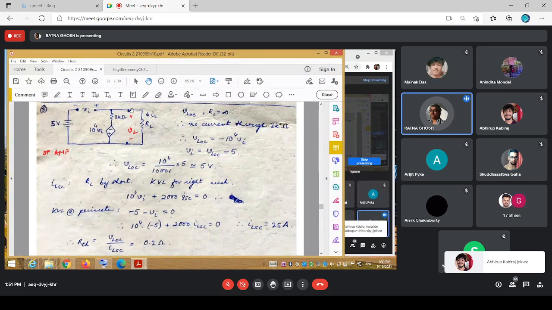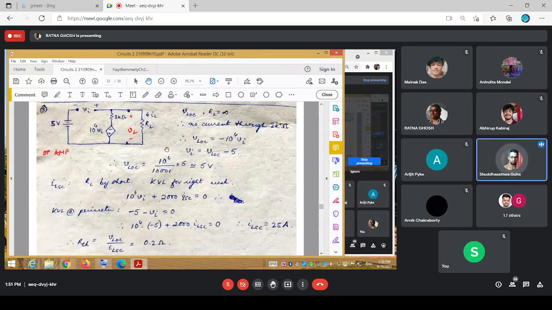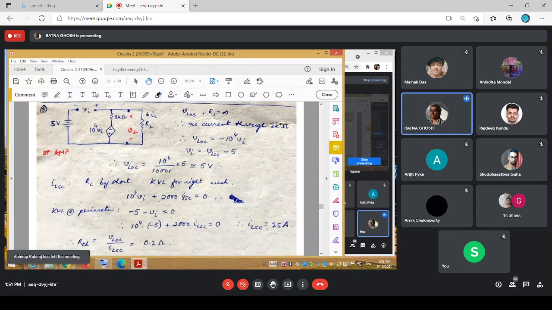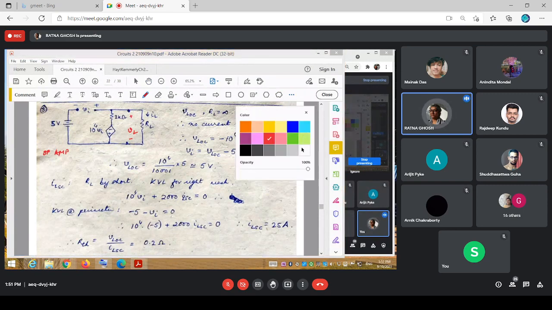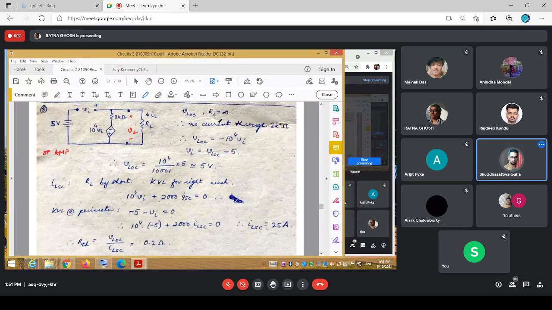ILSC. ILSC means, why was there no current through the 2 kilo ohm resistor? You've open circuited this. So what is your equivalent now? This part does not exist. How can I show that? Let me just try and see if I can illustrate to you what's happening. But the 2 kilo ohm is in the inner loop, right? So current won't be there.